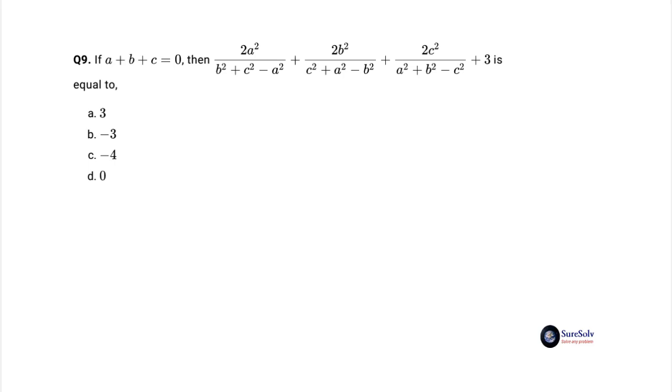Following the strategy of denominator simplification, we would first simplify the third denominator using given a plus b plus c equal to 0. You have a plus b plus c equal to 0, or a plus b equal to minus c, or a plus b whole square equal to c square, or a square plus b square minus c square equal to minus 2ab.